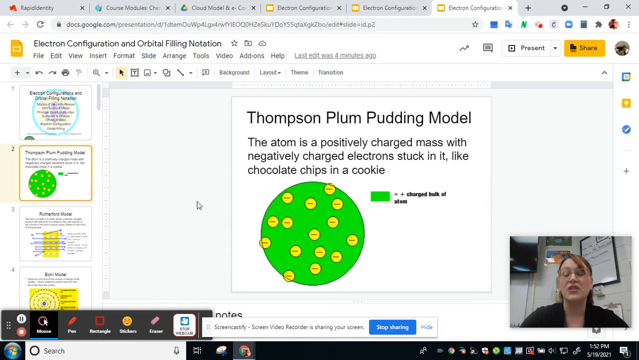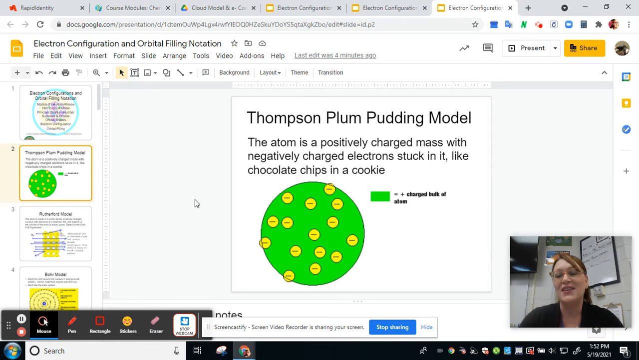The first model that we're sort of interested in was from J.J. Thomson, and that was called the plum pudding model or the chocolate chip cookie model, depending on who you are. And in this model, there is no nucleus. The positive charge part is just the cookie.